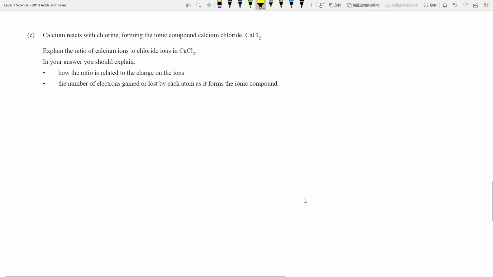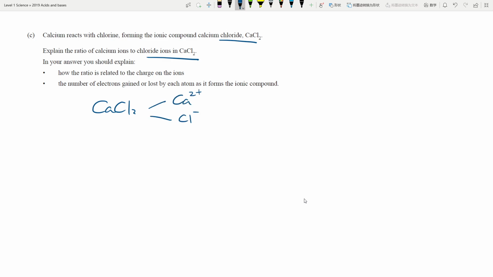Next one: calcium reacts with chlorine, forming the compound CaCl2. Explain the ratio of ions in CaCl2. Okay, so what's CaCl2? What this means is that you just write down the ions that you see. You have Ca2+ and you have Cl-. You see that 2 there? That means you have 1 Ca2+ and you got 2 Cl-. We don't write ones in chemistry, so it's kind of like Ca1Cl2, so it's a 1:2 ratio.